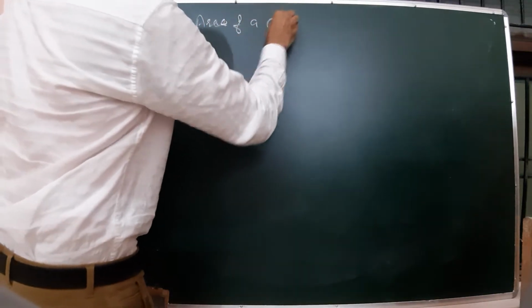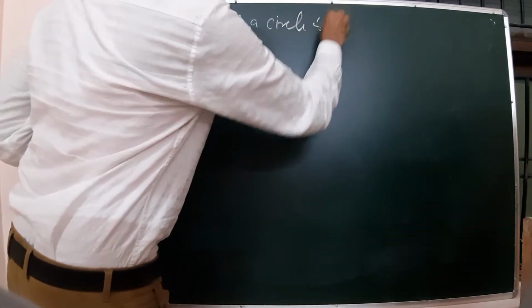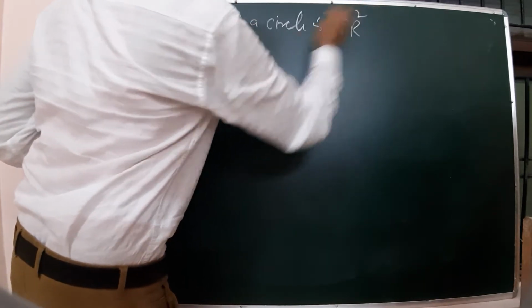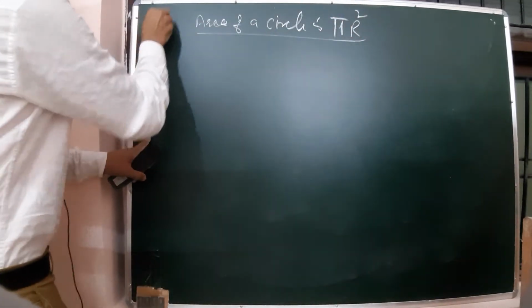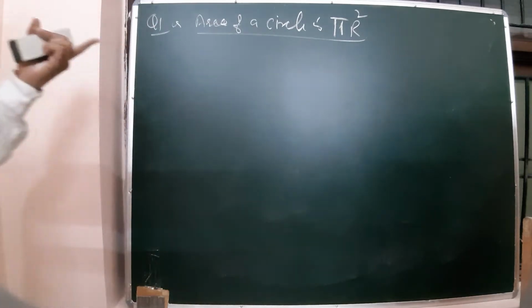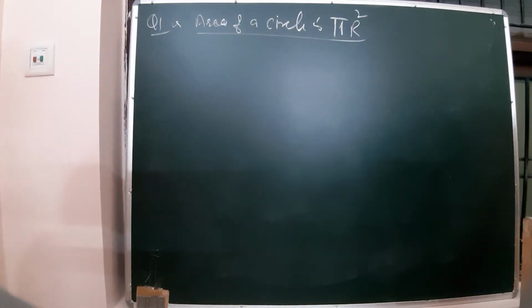Today we will do some numericals based upon spherical polar system or polar system. You know that area of a circle is pi r square. This is problem number 1. All we know that area of circle is pi r square, but we will prove it by using polar system.